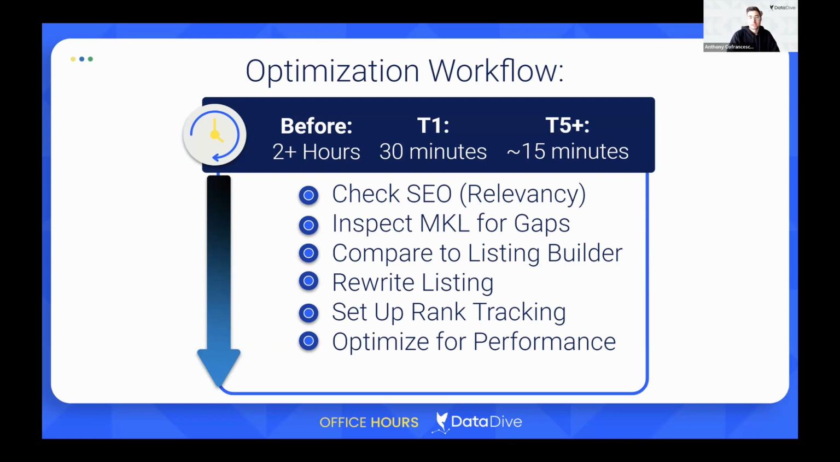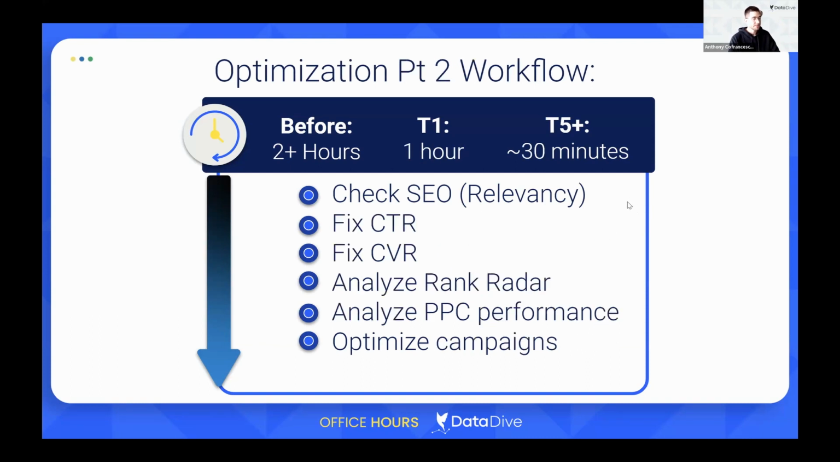You're going to compare that to the listing builder and say, okay, are those gaps that are in the MKL also in the listing? And if those gaps do exist in the listing, or there's an opportunity to move, let's say, a broad match to an exact match, you're going to rewrite the listing, ideally 1 or 2 keywords at a time. You're going to set up your rank tracking, and then you're going to go in probably every day and make small tweaks to the listing, go through an iterative testing phase until you see the results improving. So that's your optimization workflow.